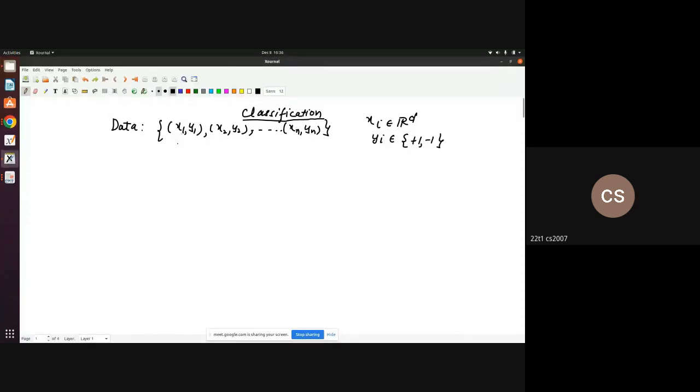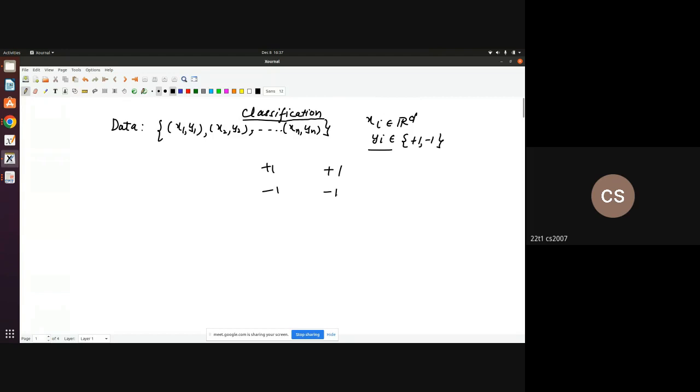So let's go over week 12. Let's first talk about different classification loss functions, right? Let's say this is the data that is given to us, and yi can be either +1 or -1. What is the motive of classification? That for +1, the predicted class should be +1. For -1, the predicted class should be -1.